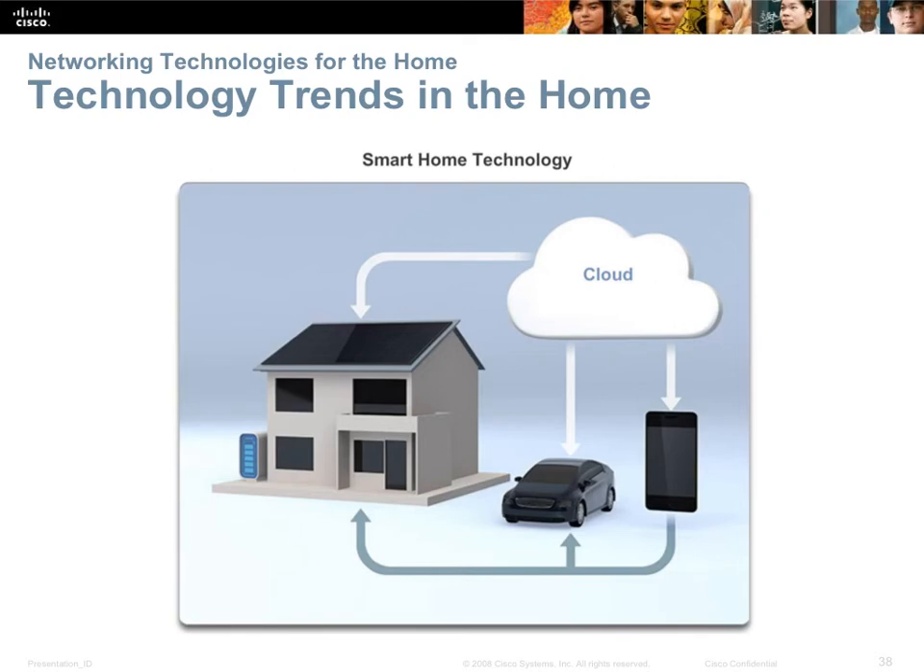Another technology trend that is becoming more and more focused on now is what we call smart home.